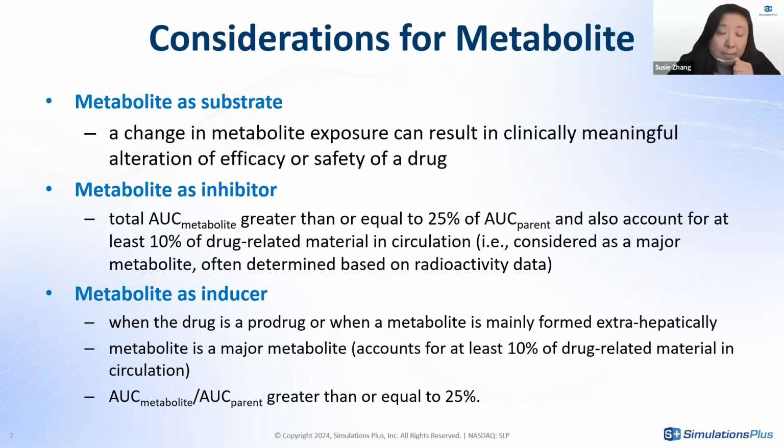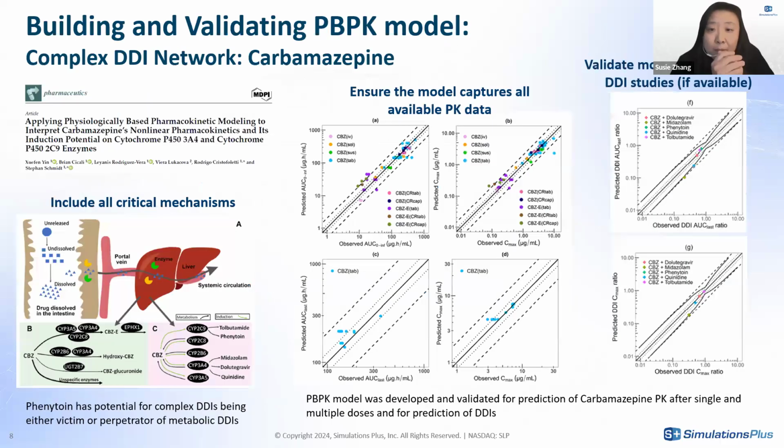Similarly, to include metabolites as an inhibitor and inducer, there are detailed criteria in the guidance. So I would say there is some work needed there to justify either way. But my suggestion would be to make a decision as early as possible. And I'll let Viera talk about some case examples.